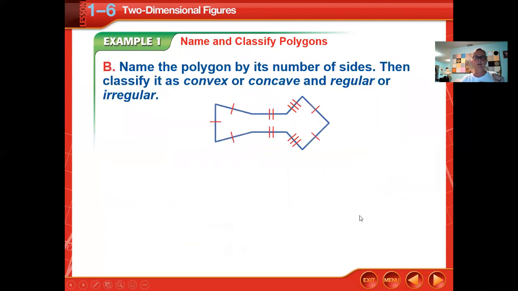Here's one that's a concave for a different example. And first of all, name the polygon by its number of sides. Well, if you stop and count them, there's 9 of them. There's 9 sides. So this is a nonagon.